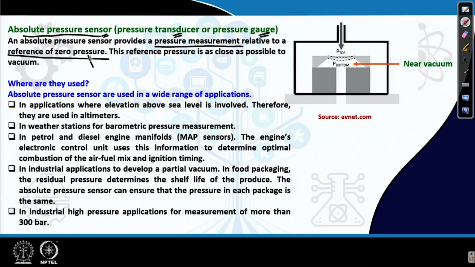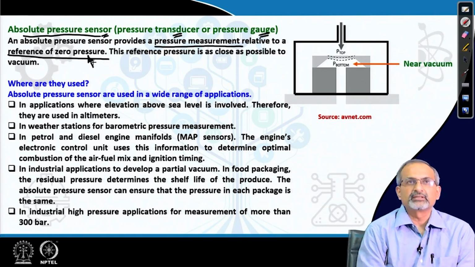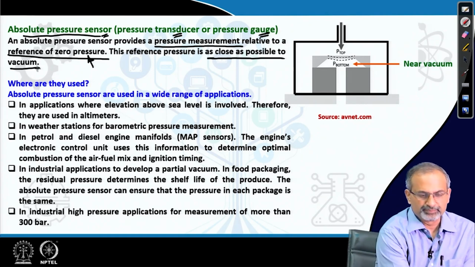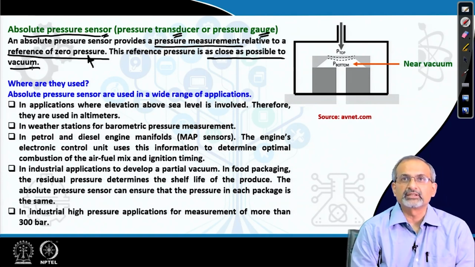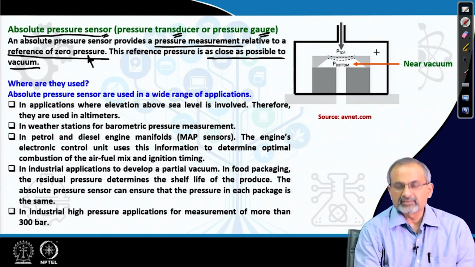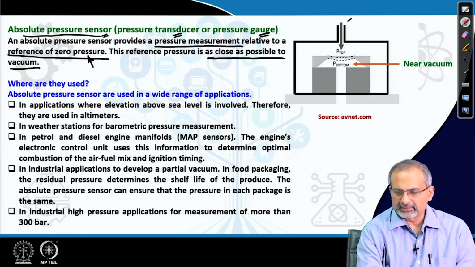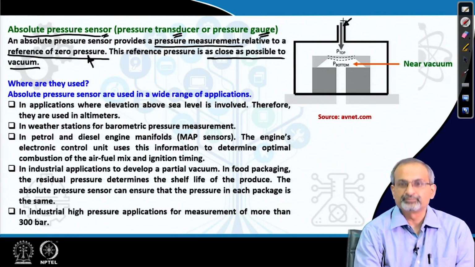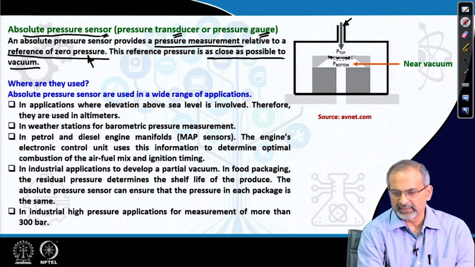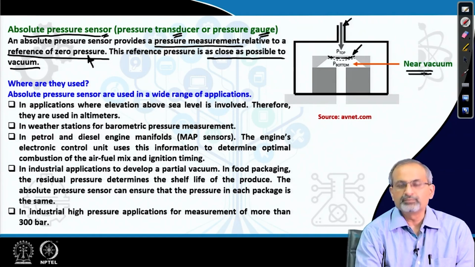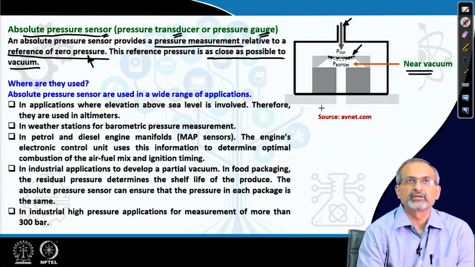Now, it is very difficult to achieve perfectly 0 pressure. So, the pressure is taken as close as possible to vacuum. That is how in a practical configuration it works. So, let us try to see a schematic diagram of the configuration. You can see that a pressure is being applied through this port, which is felt by the sensing element on top. So, the sensing element lies here and the pressure is applied from top. At the bottom, you are maintaining near vacuum, and therefore, it functions as an absolute pressure sensor.